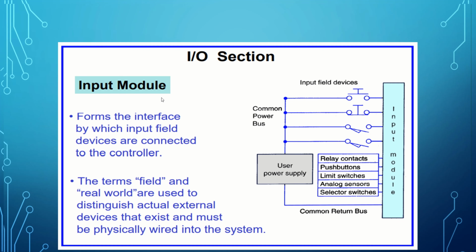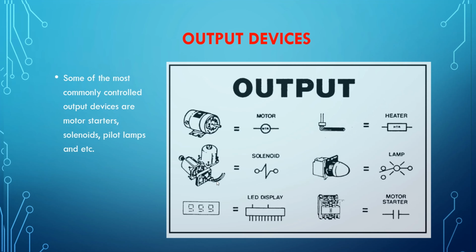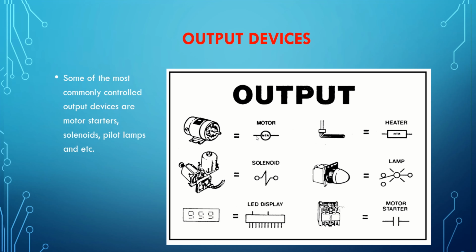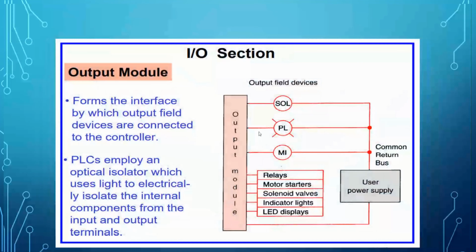Here, the input module forms the interface by which input field devices are connected to the controller. The output devices are devices which are connected in the output module. These are the examples: motors, solenoids, pilot lamps, etc. Those devices are wired or interfaced through the output module.